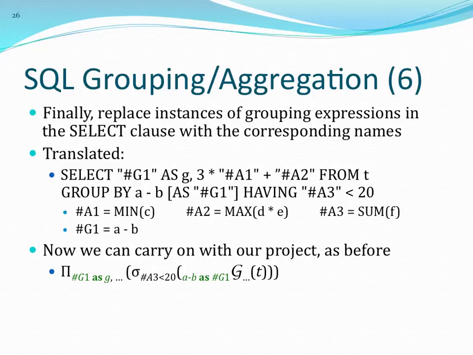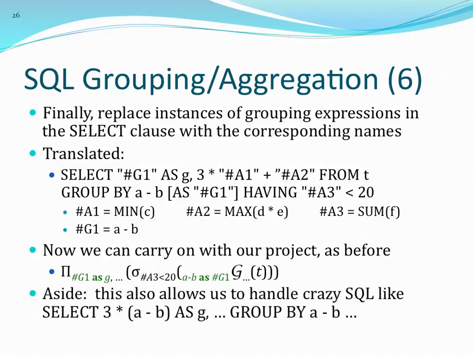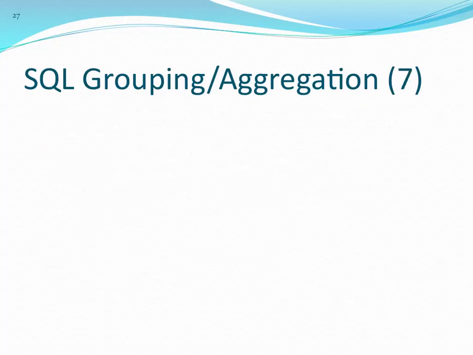Now, the other thing that you'll notice about this is that if I have this translation of my group by, I can also start doing stupid things, like select 3 times the quantity A minus B, group by A minus B, which is allowed because 3 times the quantity A minus B is functionally determined by A minus B. And I'm allowed to do that. The SQL standard allows me to do that. So, yay, I guess. But anyway, this is how you get to the full grouping and aggregation support. Are there any questions? All right, so that's one thing. We have just a few more minutes, so let me see.